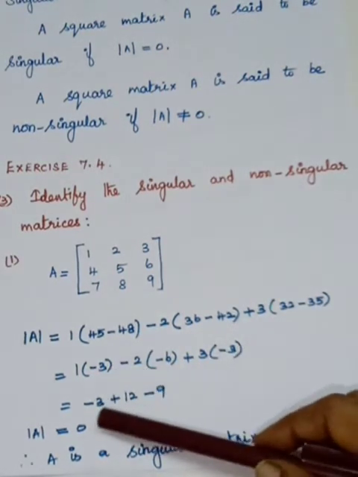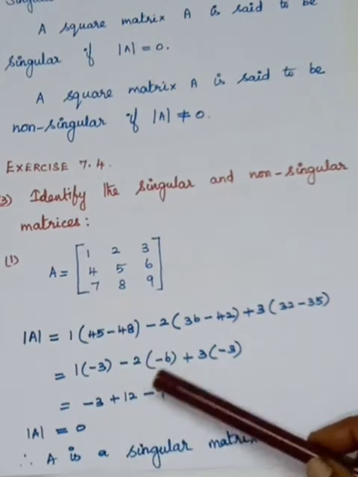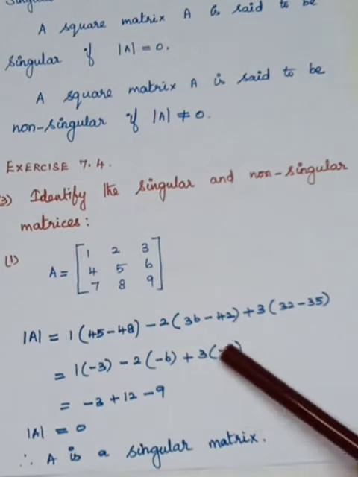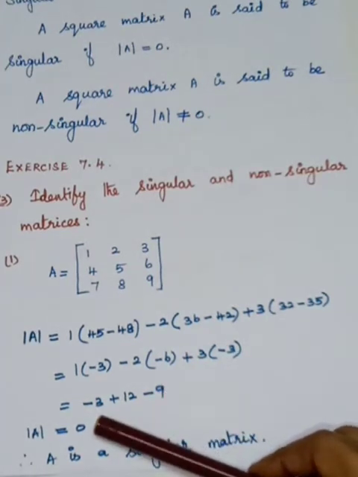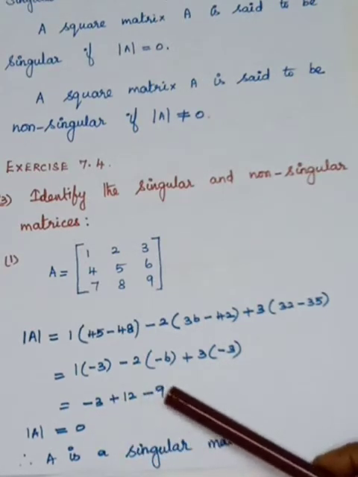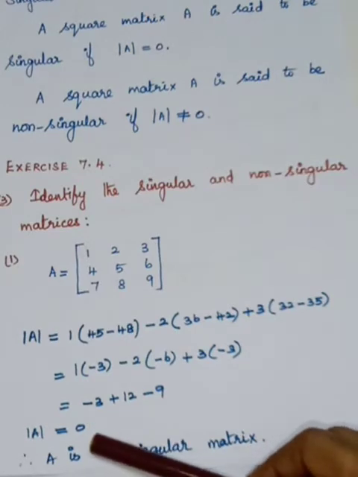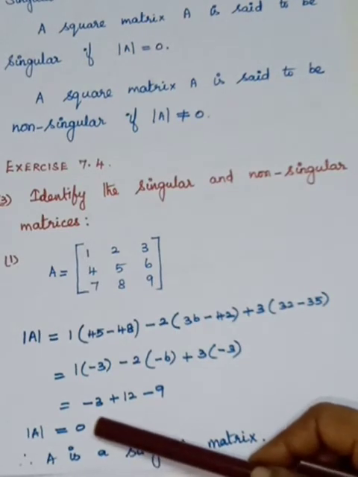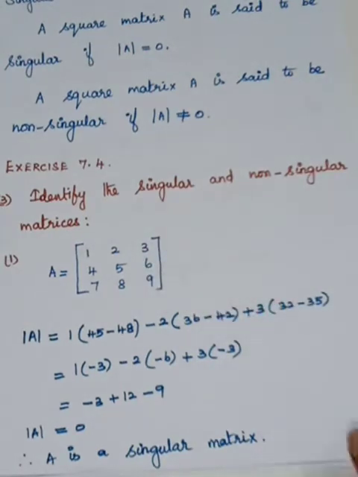So it is here 1 into minus 3 is minus 3. Minus 2 into minus 6 is plus 12. 3 into minus 3 is minus 9. So minus 9 minus 3, what is it? It is minus 12. Otherwise 12 minus 3 is plus 3. So plus 3 minus 3 is 0. So the determinant value is equal to 0. So therefore the matrix is a singular matrix.